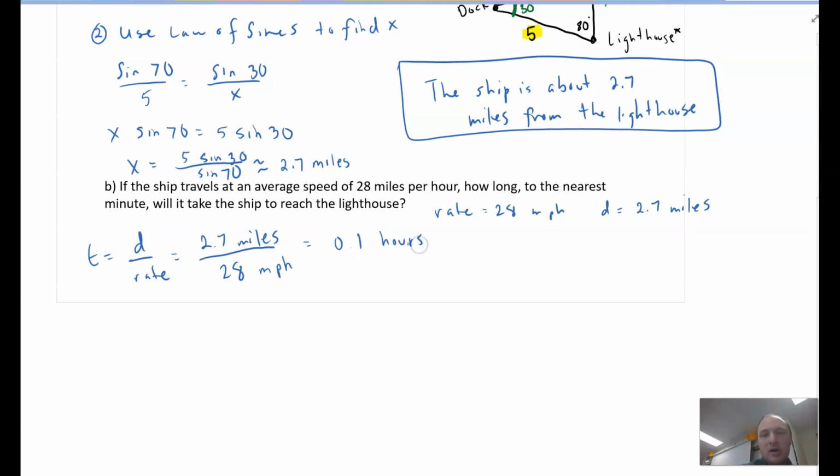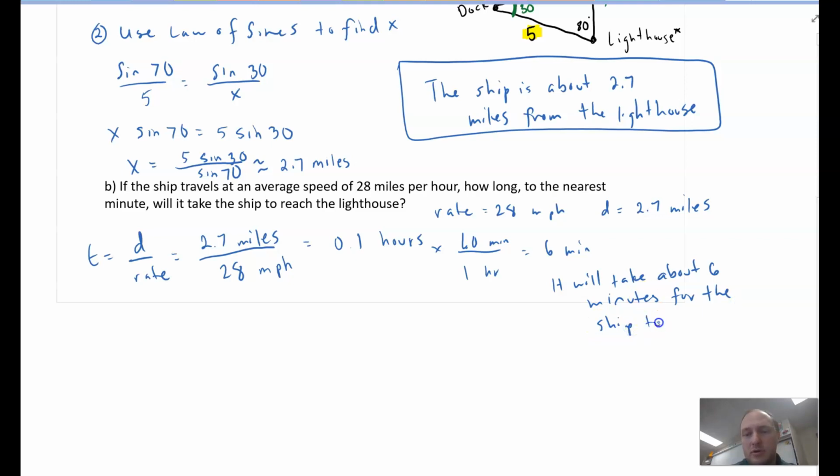But I don't want hours, I want minutes. So I'm going to convert from 1 hour to 60 minutes, and this would equal 6 minutes. So it will take about 6 minutes for the ship to reach the lighthouse.